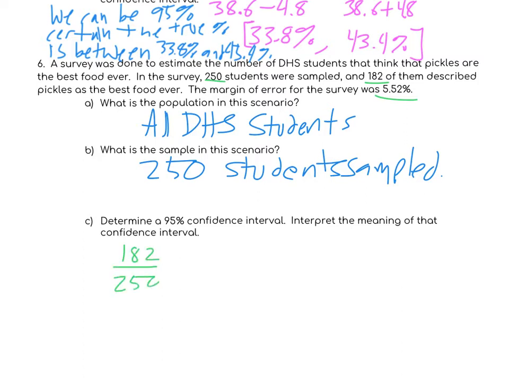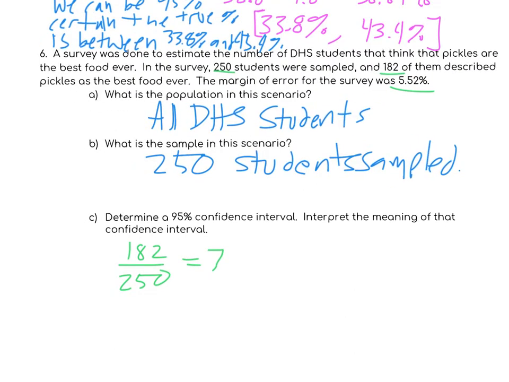182 out of 250. When I do that calculation, 182 divided by 250, I get 0.728, so that's 72.8%. Then we're going to add and subtract 5.52%. That gives us, on the lower end, 67.28%, and on the higher end, 72.8 plus 5.52, we've got 78.32.